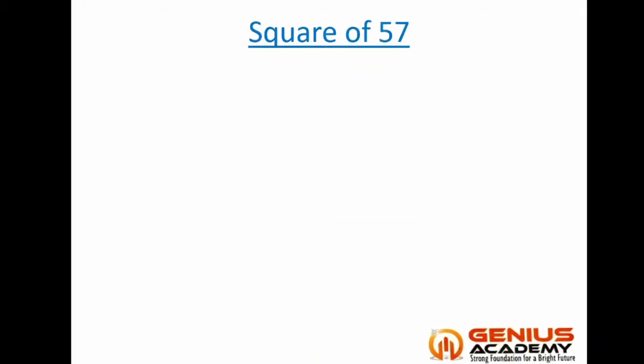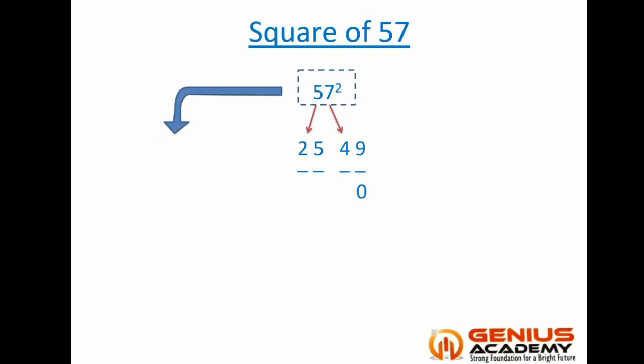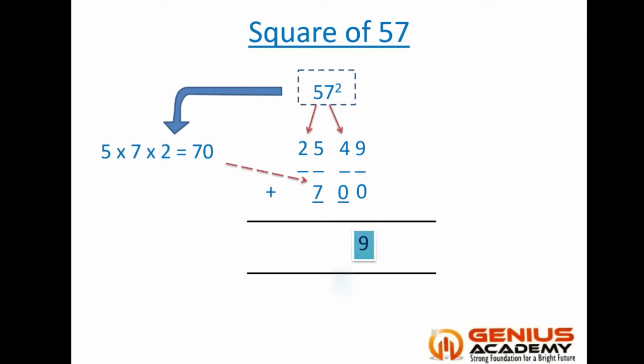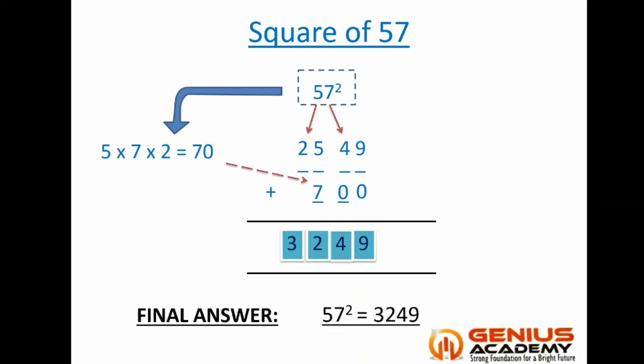Square of 57. So 5 square 25, 7 square 49, here comes 0, and multiply these three numbers. So 5 into 7 into 2 is equal to 70. Let us put 70 here and add these two numbers. So we get the final answer, that is 3249. And therefore 57 square is 3249.